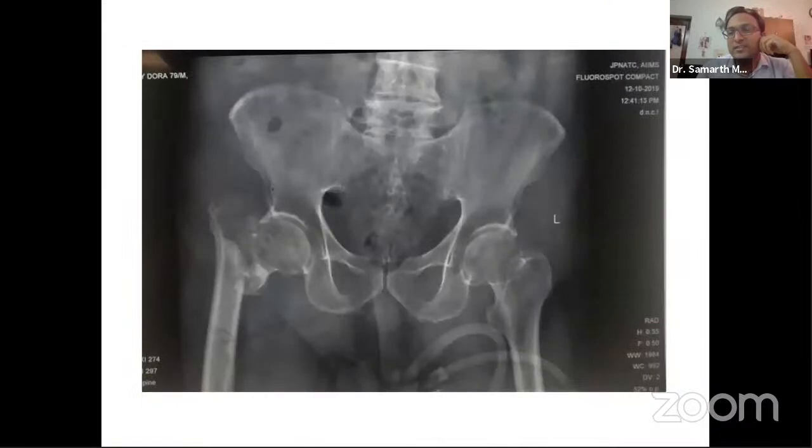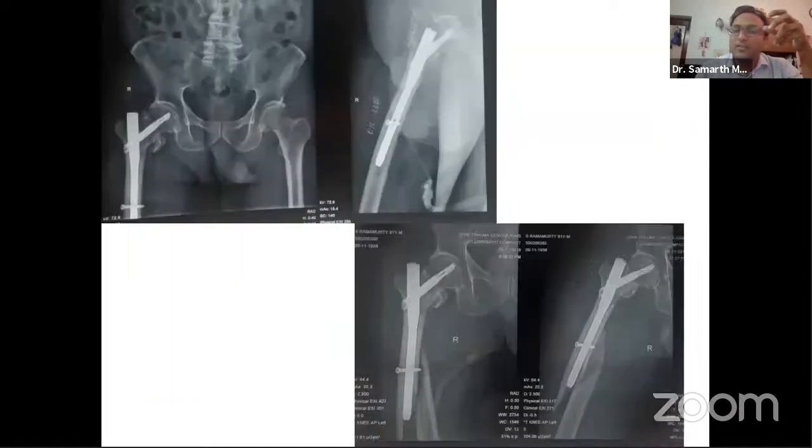This is a fracture in a 79-year-old male, which is a very osteoporotic bone, and it is an extension type of a fracture, which we saw on the CT scan. Nevertheless, we went ahead and got a very good fixation.